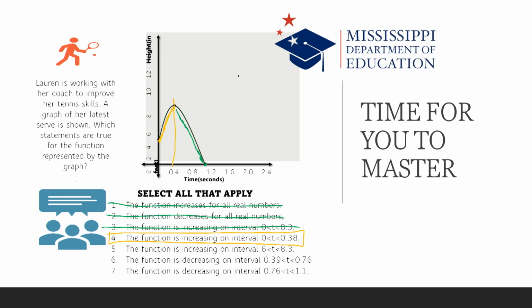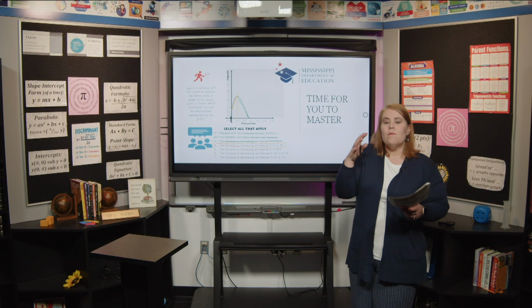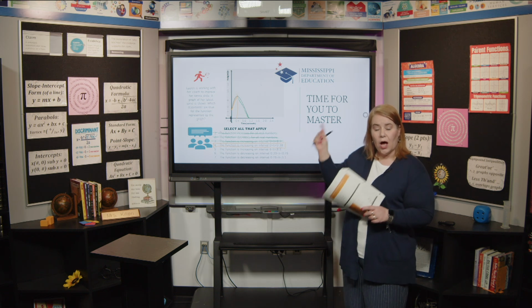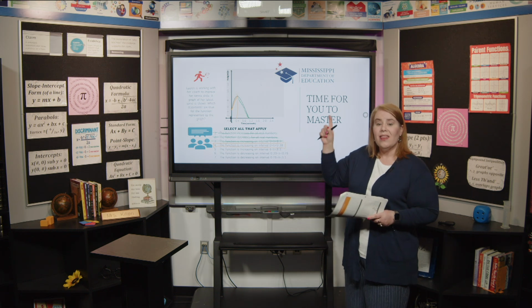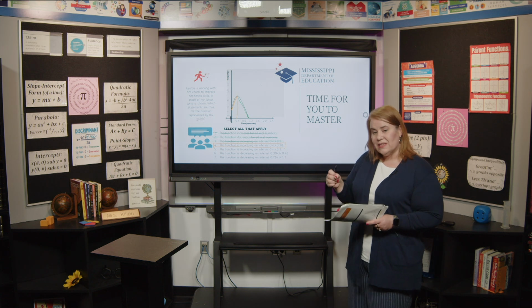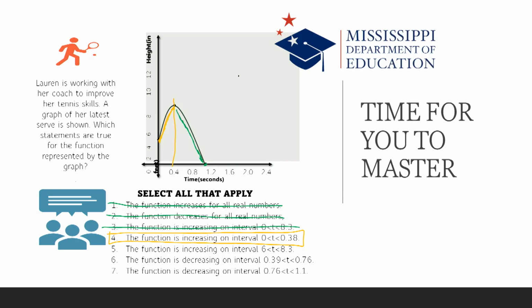Let's look at the next one. The function is increasing on the interval 6 < t < 8.3. Well, my graph doesn't even show 6 seconds, so I know that can't be true. You may see numbers that are on my graph, but we have to read the numbers in the context that we're given and that our graph is given. So I can say that number 5 is not true. Let's look at number 6.